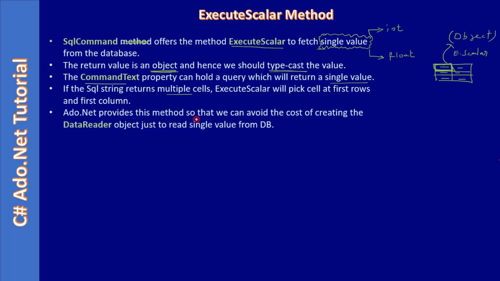ADO.NET provides this method so that we can avoid the cost of creating the data reader object. The data reader object is costly, right? So by making use of ExecuteScalar, you can simply return one single entity of type object and avoid the data reader. We can avoid the cost of creating the data reader object just to read a single value from the DB. We know that it's a single value, so we can use the scalar method, the ExecuteScalar method.